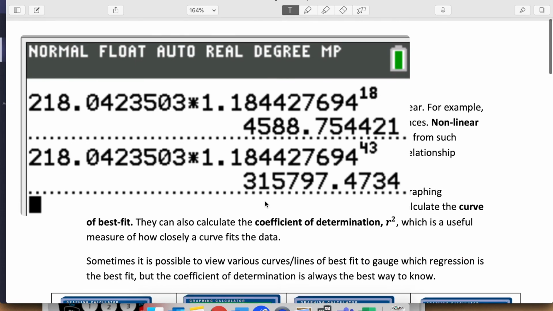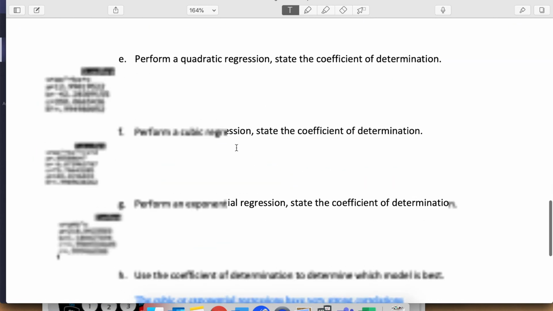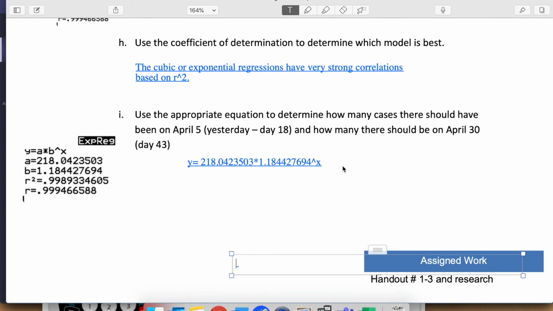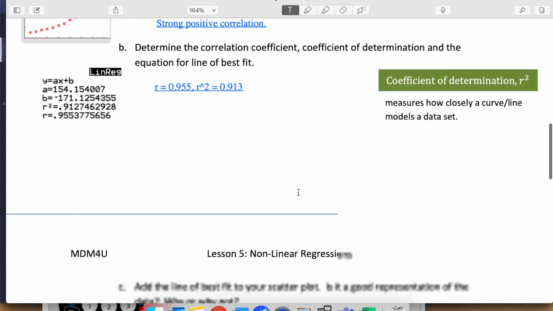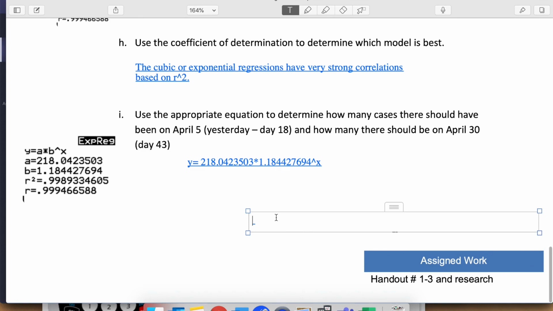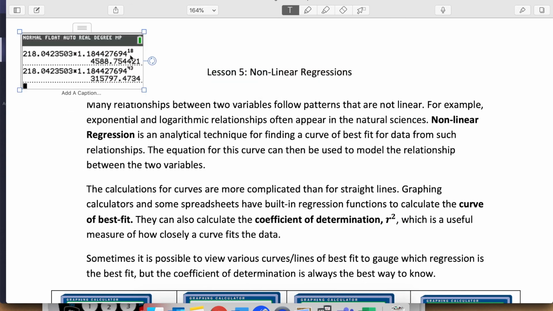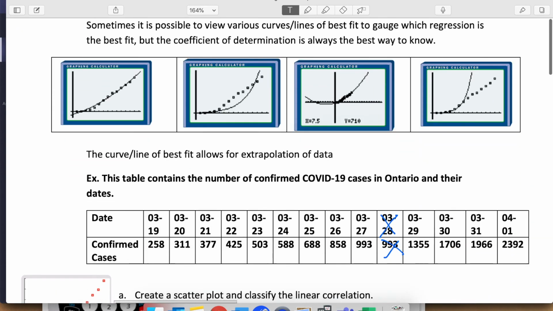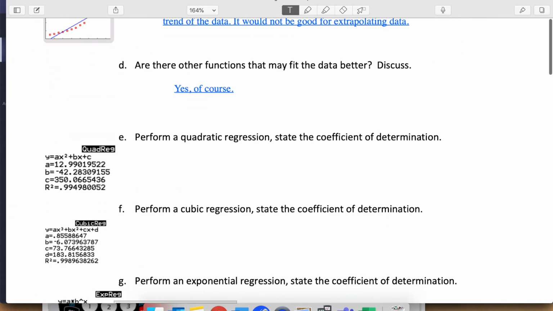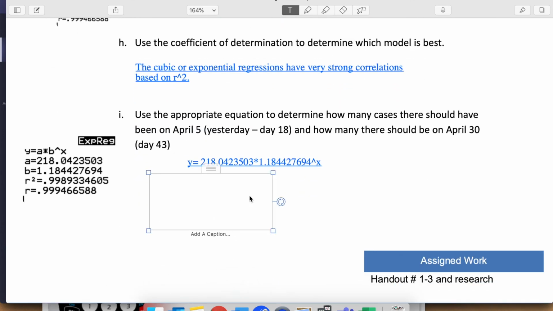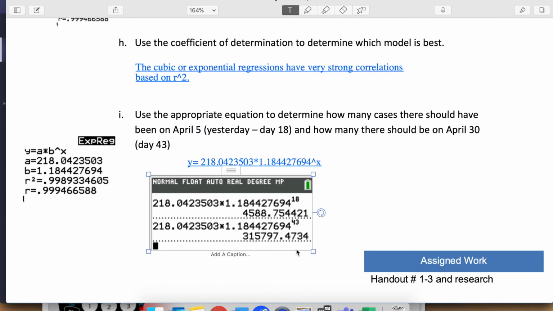I don't know if that went away. If I can put it here, I might have to pull it down. Sorry about your eyes. Let's just pull this down. So we get values here of 315,000, which is quite a bit of a, hopefully, overshot of what's going to happen.